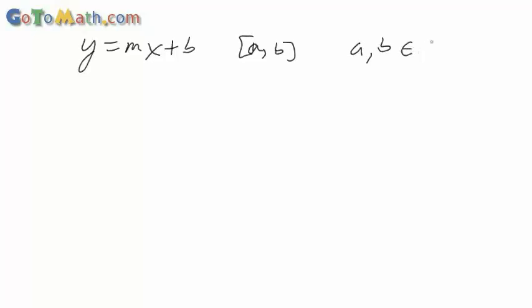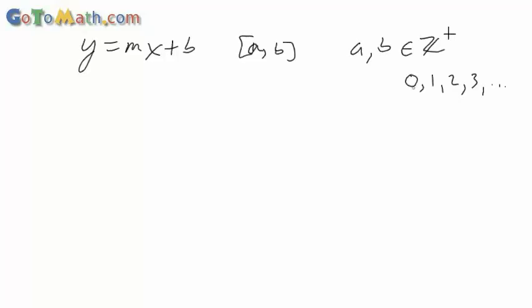Okay, so let's say that we have y is equal to mx plus b, and we're going to be on some interval from a to b, and a and b are elements of Z. Now, if you don't know, Z is the set of integers, and moreover, it's actually the set of positive integers. If you don't know what an integer is, it's like 0, 1, 2, 3, dot, dot, dot. And of course, integers in general, we have -1, -2, -3, and on in that direction. But this is just the positive integers.